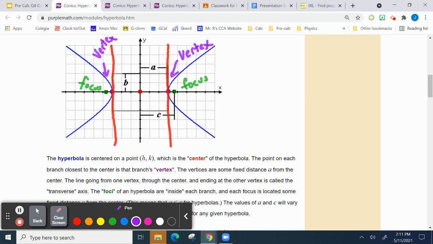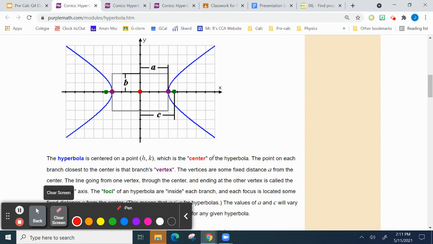And there is a center right there. That's the center. And that is H, comma, K for X and Y, that makes it nice, right? At least they kept that consistent. So those are kind of the parts that we have. And now I'm going to erase that.